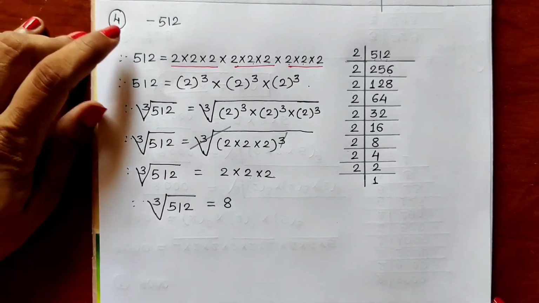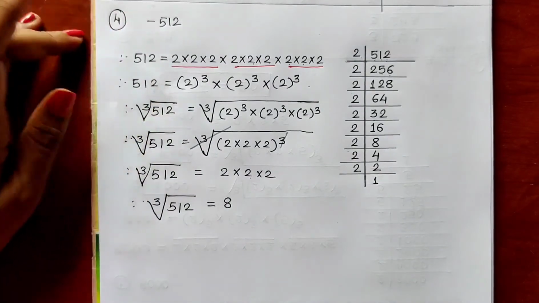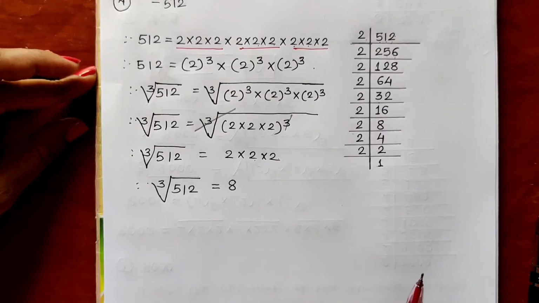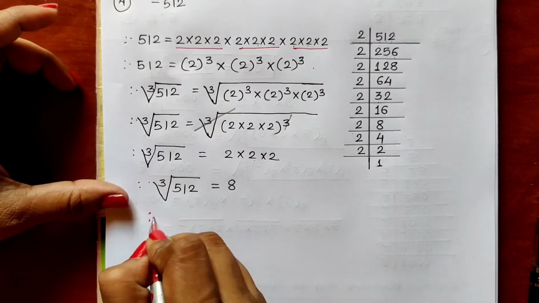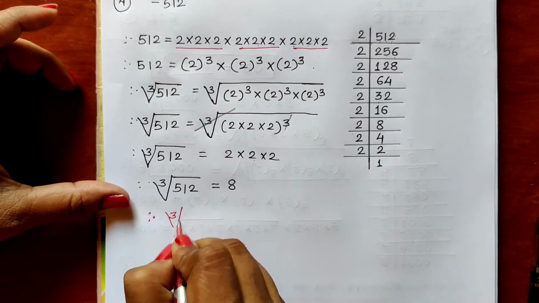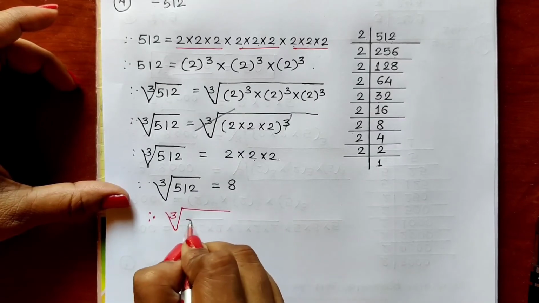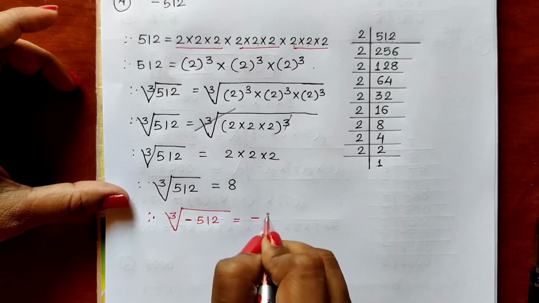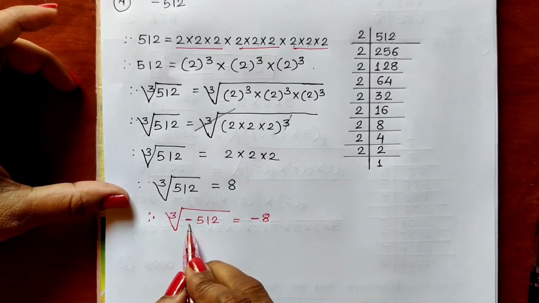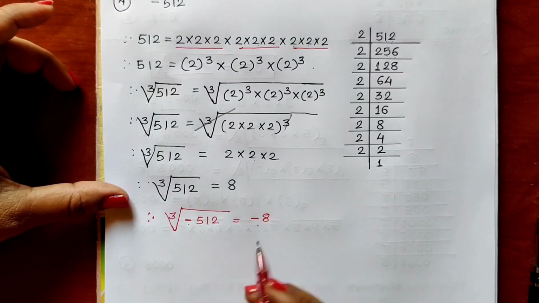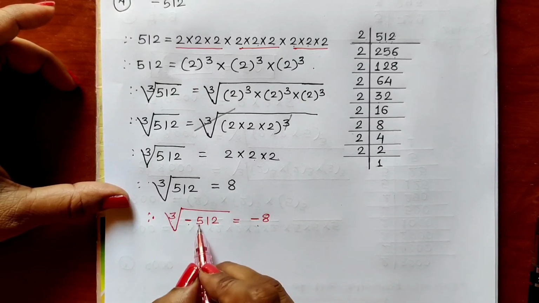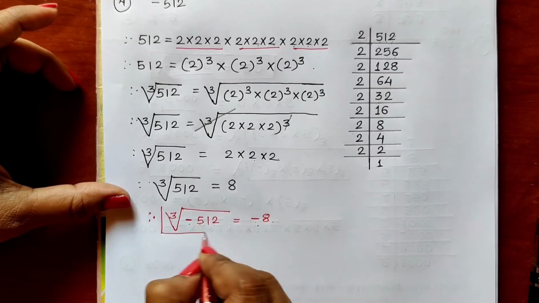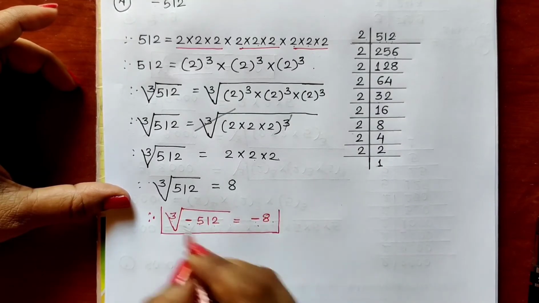Now we require the cube root of minus 512. So we will put a minus sign in front of these numbers and we will be writing the answers. Therefore cube root of minus 512 will be equal to minus 8. If we are putting a minus sign on the left hand side, we have to put a minus sign on the right hand side also. So cube root of minus 512 is equal to minus 8. This is our answer.